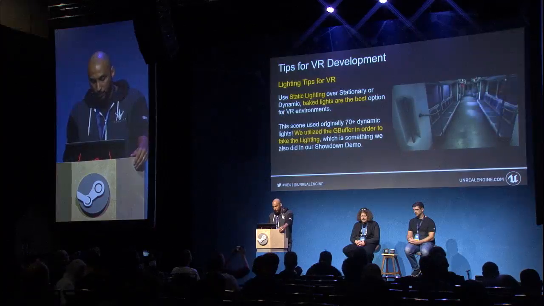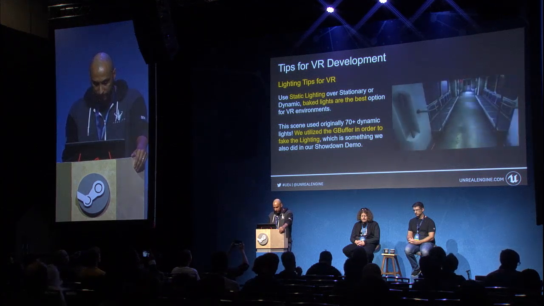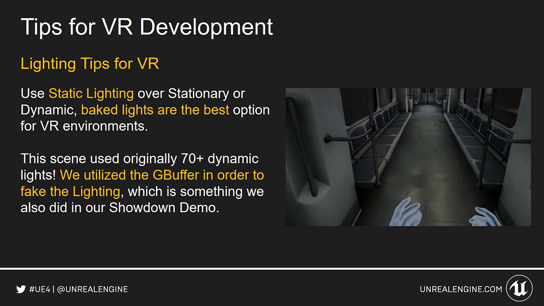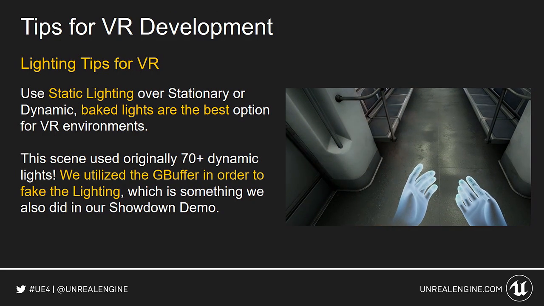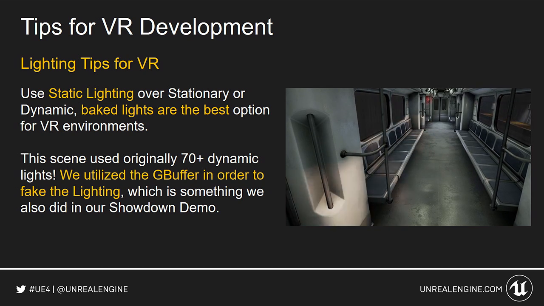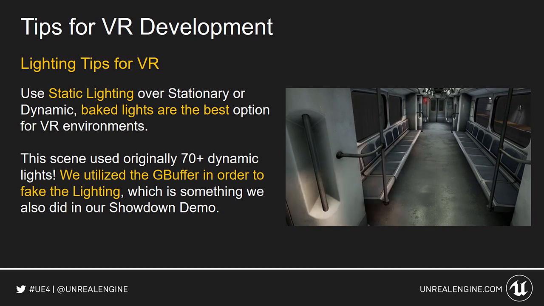Lighting is another area for potential optimizations. For lighting, try to use static lighting over stationary or dynamic lights. Baked lights are the best option, as that will produce the best performance. In our bullet train demo, we originally used tons of dynamic lights, and that killed our performance. After some reevaluation, we ended up faking most of the lighting that you see. And we use the desktop deferred renderer because we have access to a lot of information about the scene in the G-buffer. We can cheat and create a lot of optimizations and effects leveraging that information.